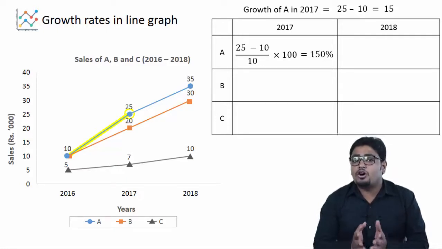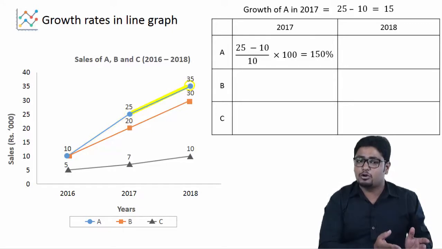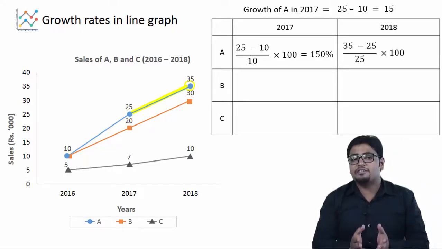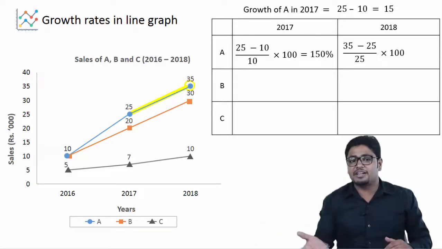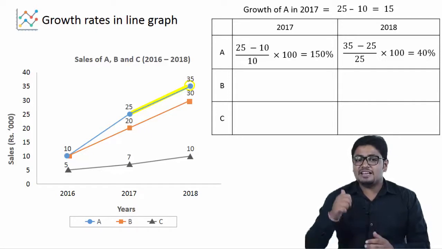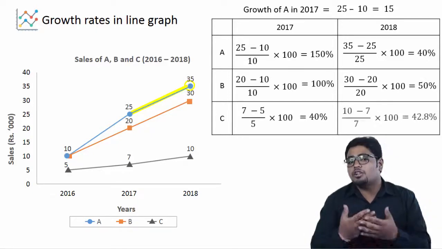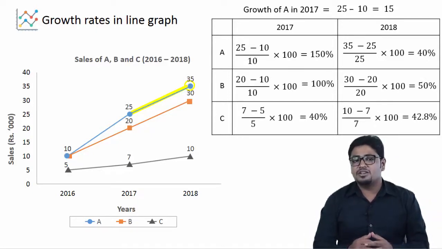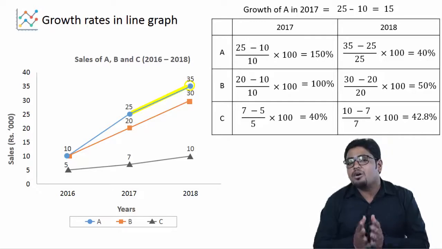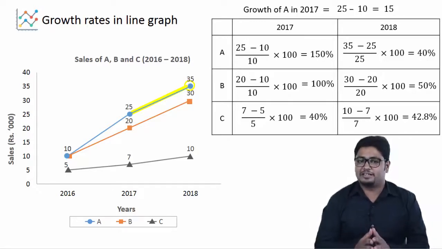Similarly, the growth rate of A in 2018 would be 35 minus 25 upon 25 into 100, that is 40%. So, these are the respective growth rates for all the 3 companies for different years. You can pause the video and calculate them yourself. Okay, I hope that we are now comfortable with growths and growth rates.